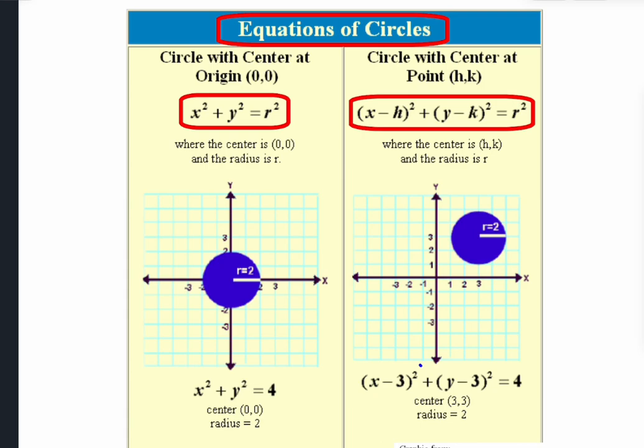So if you look down here at this equation, this is a circle with center at 3, 3, whose radius is the square root of 4, or 2. You're always taking the square root of that number. So that's the difference in these two equations. This one is centered at 0, 0. This one is centered at 3, 3. They both have a radius of 2, and it's always the square root of that number.